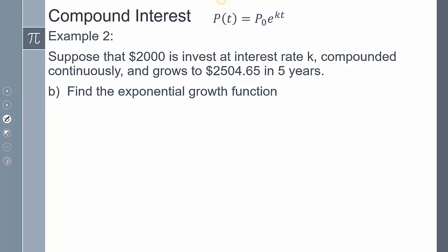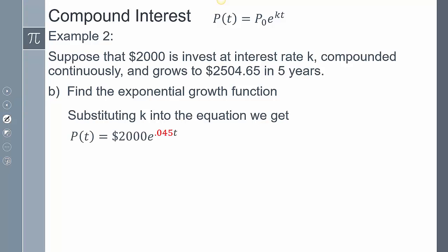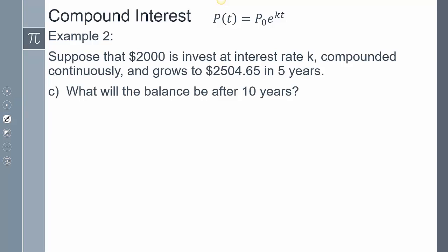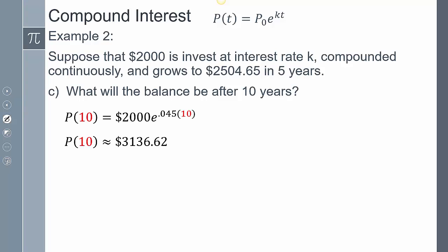So part B, it says find the exponential growth function. I need to substitute the k that I got into the function, and I get that value there. This is my P naught. This was the k that I had just found, and it's a function as it represents t, or the input t, as it relates to whatever value after t years. Question C says, what will the balance be after 10 years? All I need to do is plug in 10 for t, and when you simplify that, you're going to get $3,136.62.